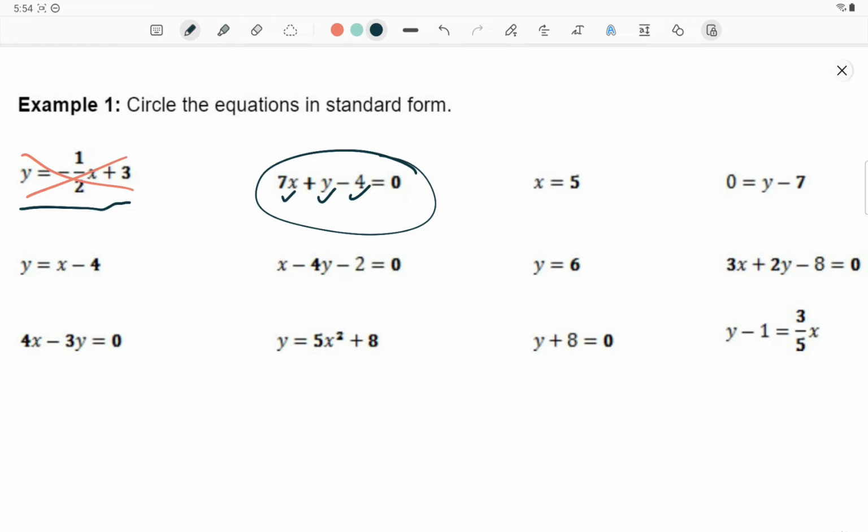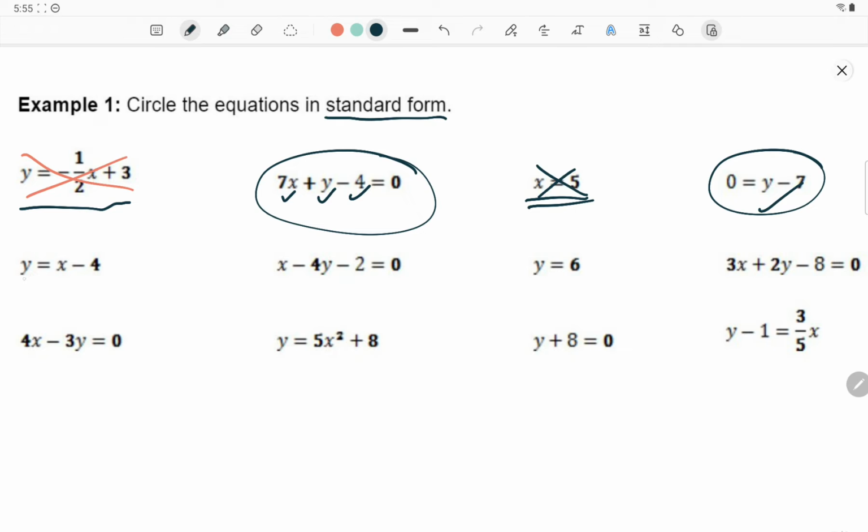All right. What about the next one? x equal to 5. With the standard form that we're using, the number has to be on the same side as the variable. So we're going to nix that, not standard form. Next one, you might see that there's no x in this one, like where is x? But that's okay. You don't have to have all of the variables. You just have to have whatever variables you have on the same side of the equation. In this case, it's on the right side. You have a variable minus a number, and it's set equal to 0. So that is standard form.